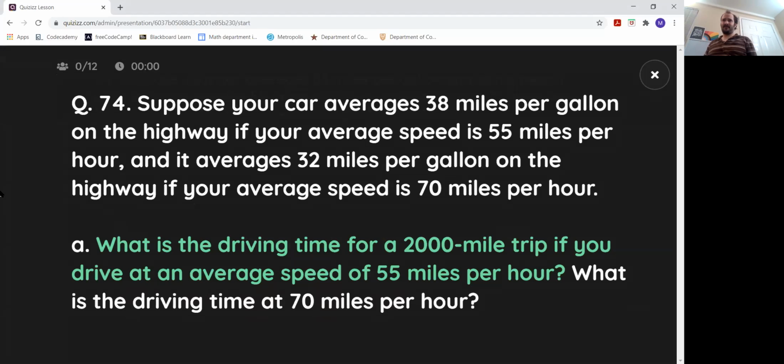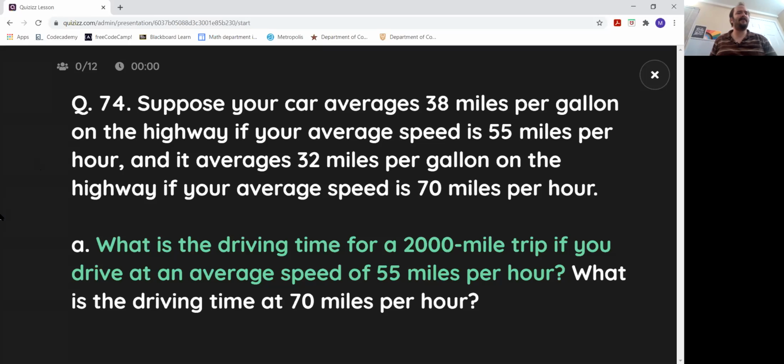Suppose your car averages 38 miles per gallon on the highway if you're driving 55 miles per hour. And then it's going to average 32 miles per gallon if you drive 70. So you're going to get different mileage depending on how fast you drive. That's basically what this is saying. You drive slower, you're going to get a little bit better mileage. You drive faster, you're going to get a little worse mileage. Kind of to be expected.